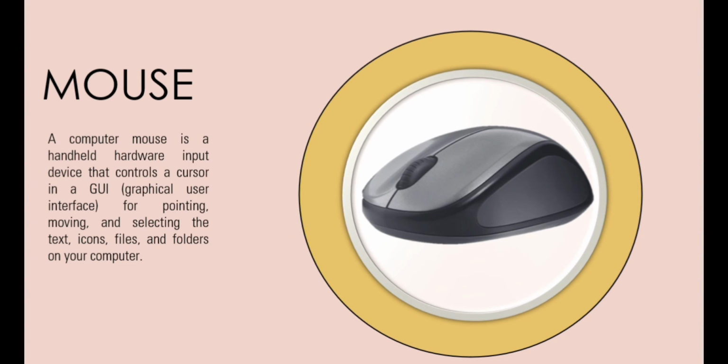A mouse. A computer mouse is a handheld hardware input device that controls a cursor in a GUI, graphical user interface, for pointing, moving, and selecting text, icons, files, and folders on your computer.